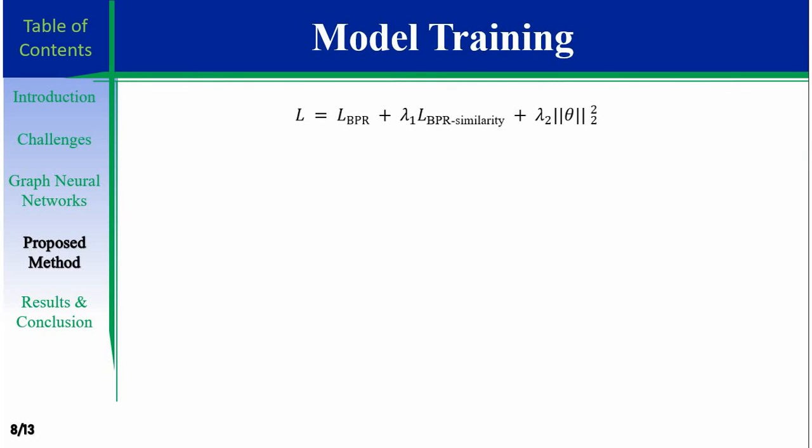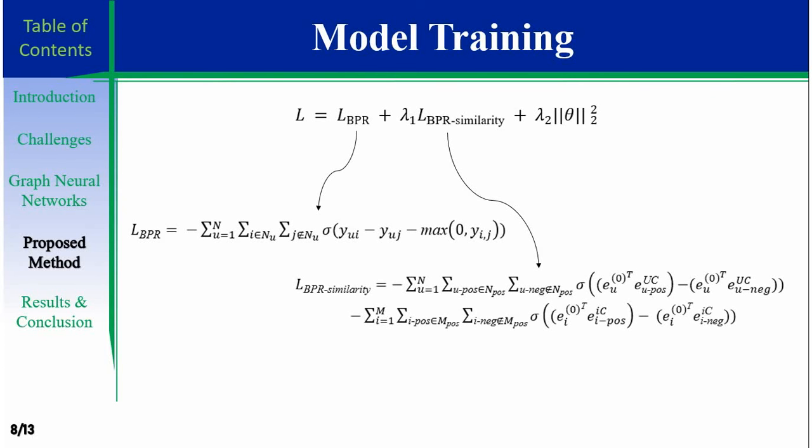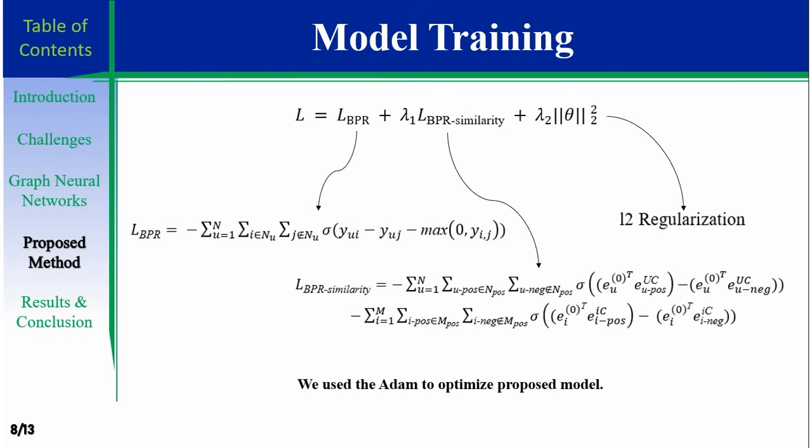We propose a loss function with three parts to train our model. The first and second sections of this loss function use the Bayesian personalized ranking, or BPR, which encourages the model to give higher scores to the observed items compared to unobserved ones. The third part of this function is the regularization term. We use Adam to optimize our model.